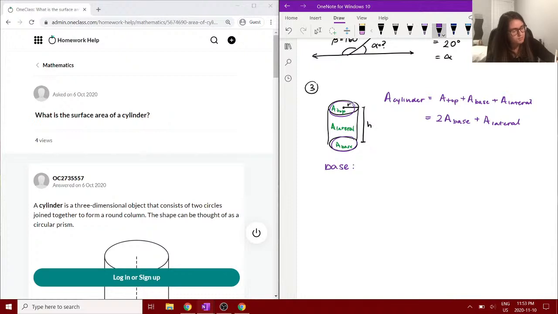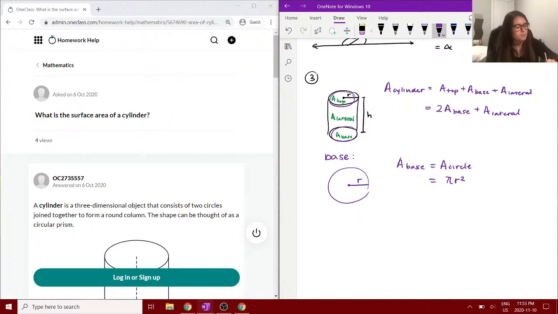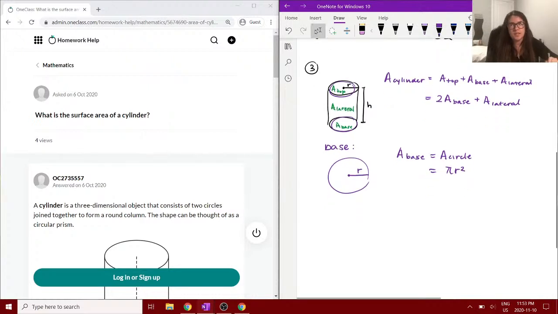So as you can see from my diagram, the area of the base is just a circle, right, with a radius r. So we can say area of base is equal to the area of a circle. And we know that the area of a circle is pi r squared. Okay? So next we need to figure out what the area of the lateral surface is. So, lateral surface.